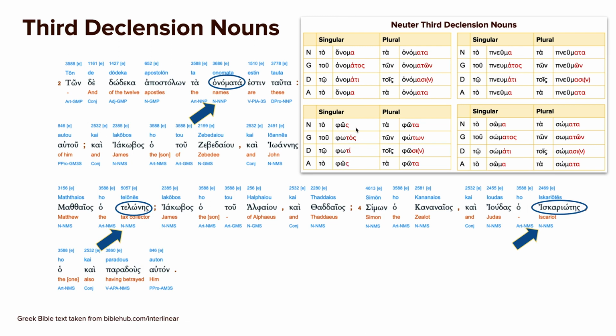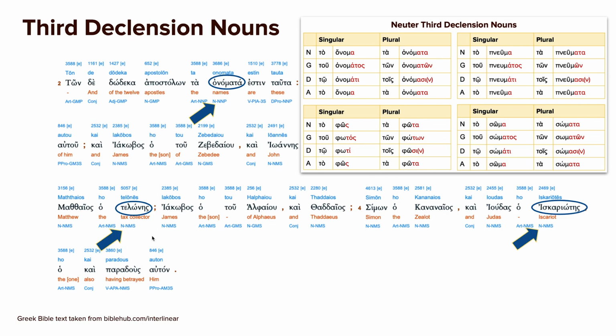So to phos would be the light, and that makes sense. We have photo that comes from this original Greek word. To phos is the nominative, tou photos, to photi, to phos again for the accusative. Ta phota, ton photon, tois phosin, ta phota. All right, so these are just a few neuter third declension nouns, and we'll see some in the next slide as well.